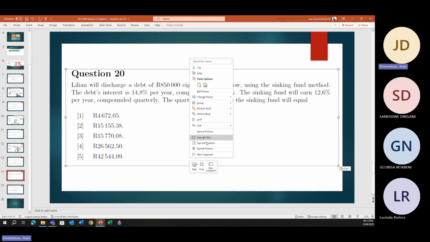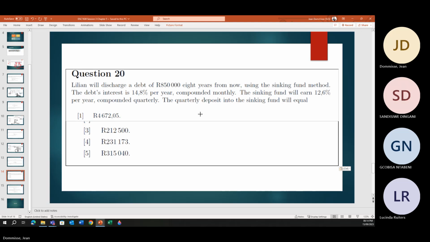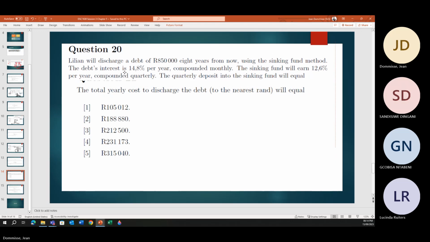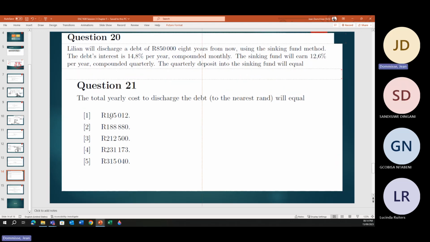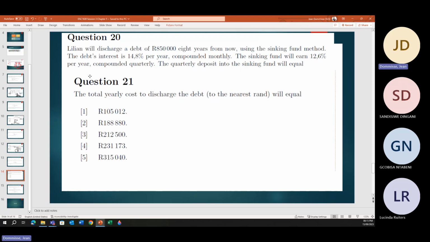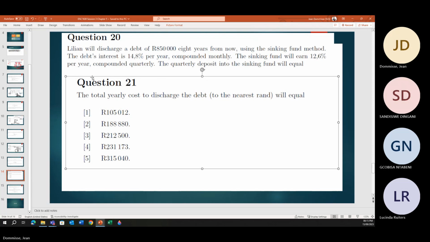So that we have it. So that is information from question 20. So by giving that information, question 21 was: work out what your total yearly cost to discharge the debt will be. Okay, so that's a bit of a different type of question.